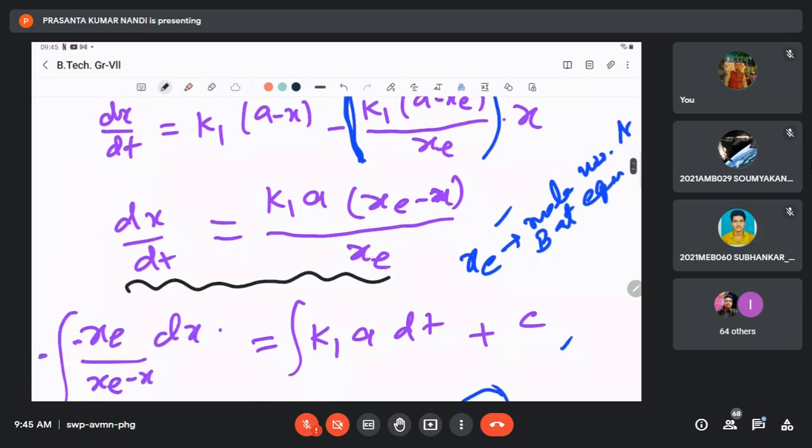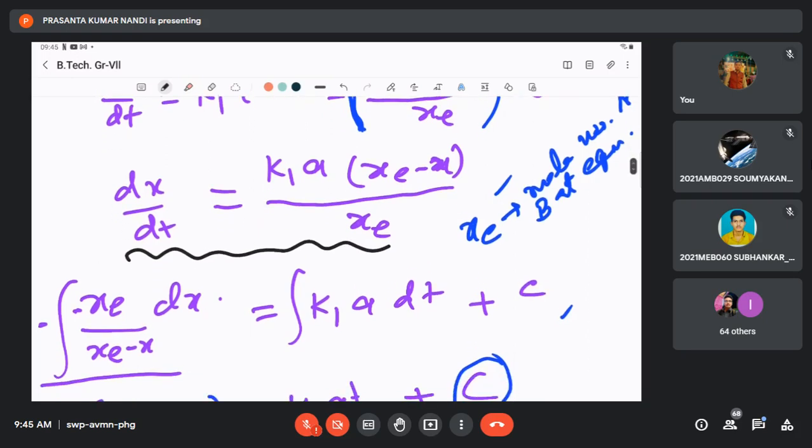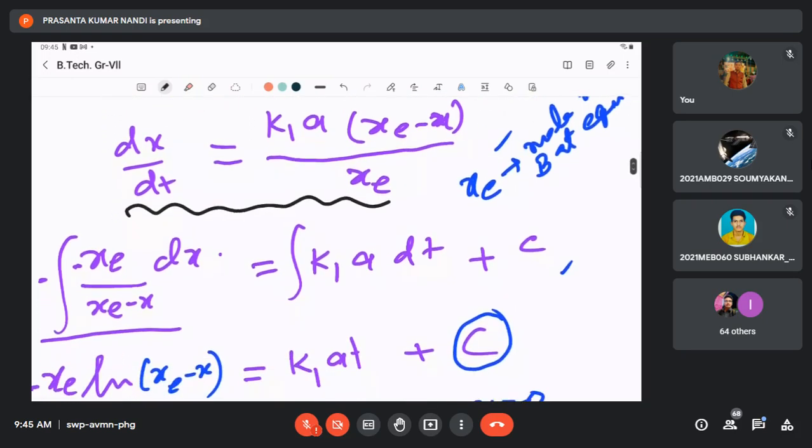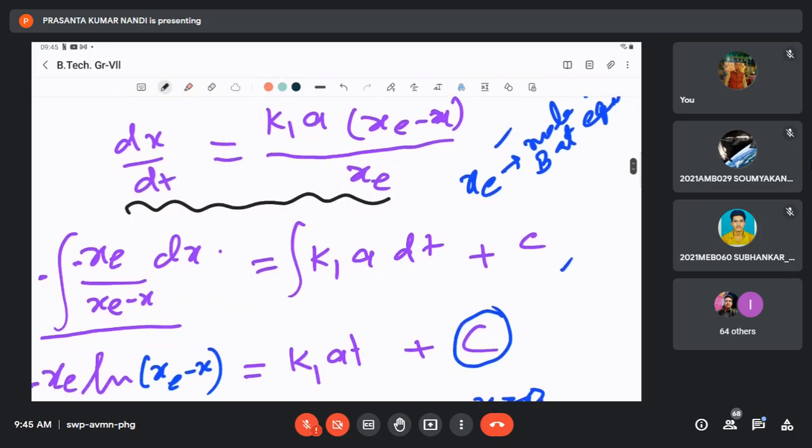And if we integrate it, then put an integration constant C, from the formula of integration we can readily write down on the left hand side ln(xe - x), where ln means natural logarithm, equals minus k1 t plus C.